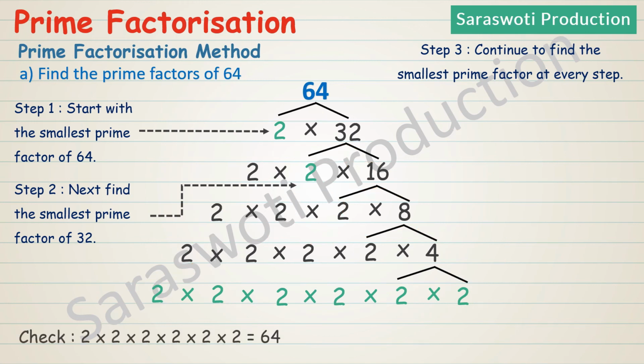Very simple. Now if you want, you can always check the answer here. We have 2 into 2 is equal to 4, 4 into 2 is 8, and 8 into 2 is 16, 16 into 2 is 32, and 32 into 2 is 64. And I got the answer. Very simple, yes? Okay. So stop when the last row has only prime numbers, okay?